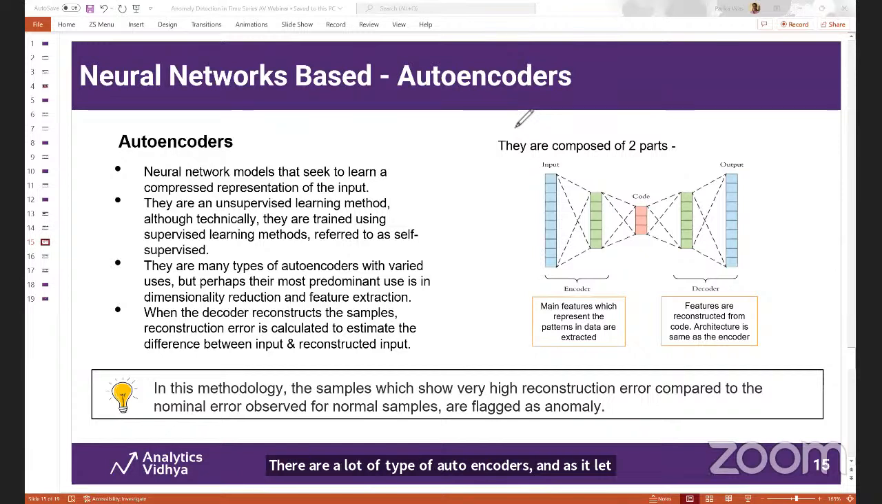Yeah, so they're unsupervised learning methods, but because we know the classification and everything, they're trained using supervised learning methods, so they're referred to as self-supervised. And as I mentioned, in this technique, the samples which show very high reconstruction error compared to the nominal error that we observe for the normal samples are flagged as anomalous.